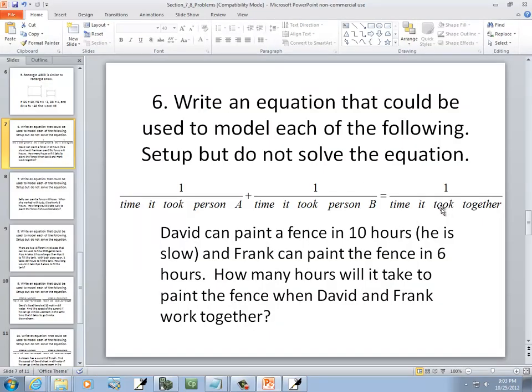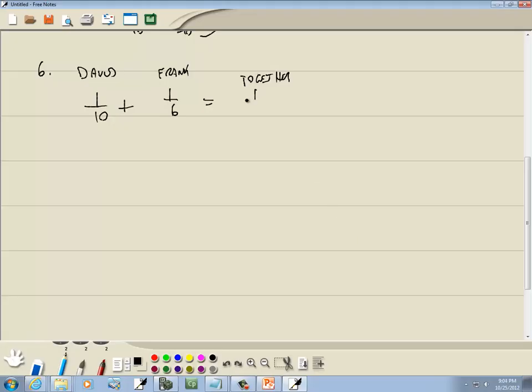Equals 1 over the time it took together. And that's what they're asking: how many hours will it take to paint the fence when David and Frank work together? So they're asking 1 over x, and that'd be our equation. They're just wanting us to set it up. They don't want us to actually solve it.